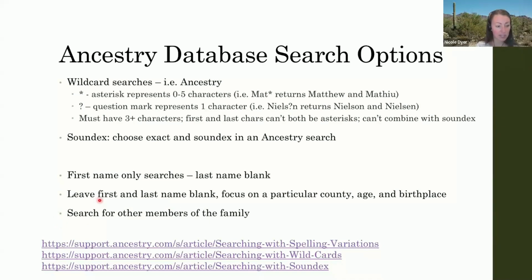Maybe we leave the first name blank and the last name blank, and we just want to focus on every female in this county of this age and this birthplace and see who comes up. And so these are some of the ways we can search when we're not finding our person, but we think they should be there. We can also search for other members of the family.